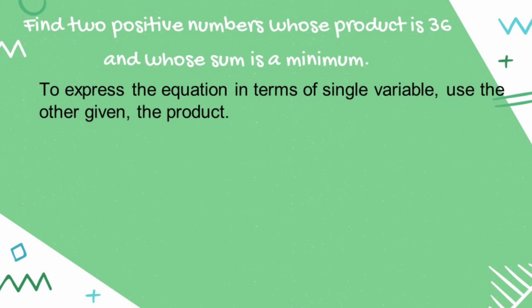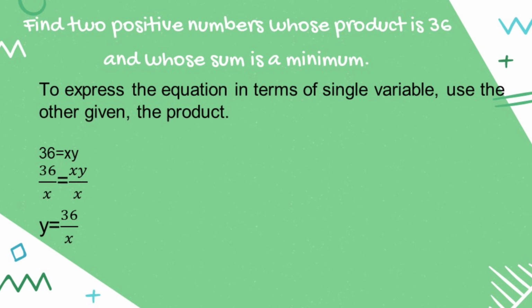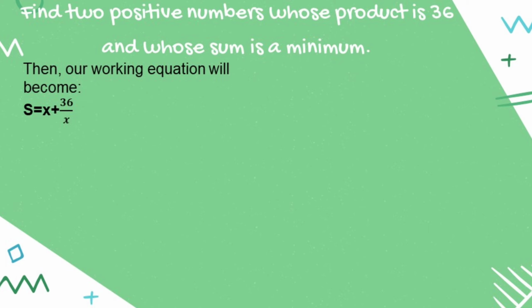To express the equation in terms of a single variable, use the other given, the product. So we have 36 equals x times y. Let's divide both sides by x. x divided by x is equal to 1. That's why we get y equals 36 over x. Then our working equation will become s equals x plus 36 over x.